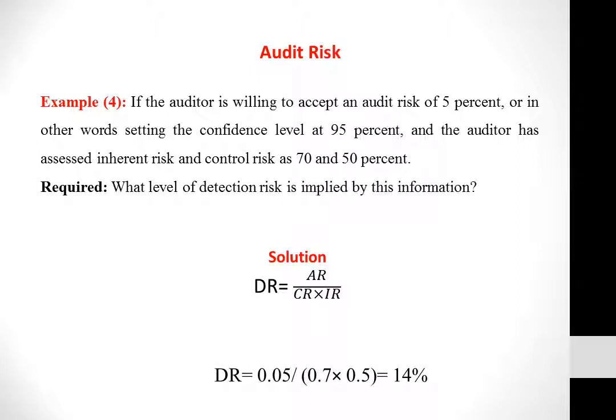Solution: DR, detection risk, equals AR divided by IR multiplied by CR. So detection risk equals 5% divided by 70% multiplied by 50%. So DR is going to be 14%.